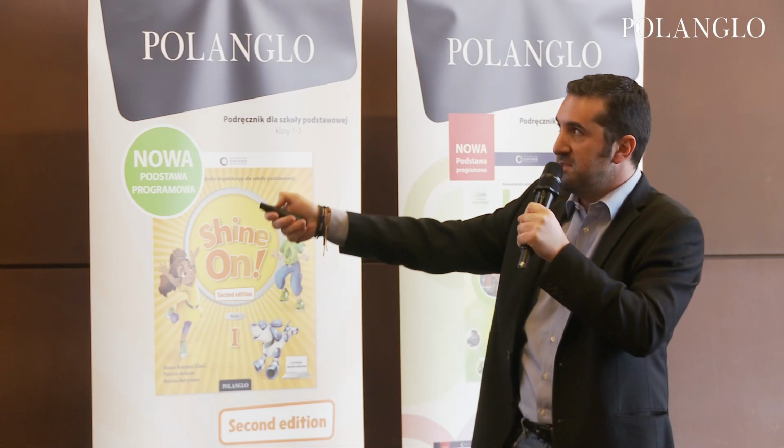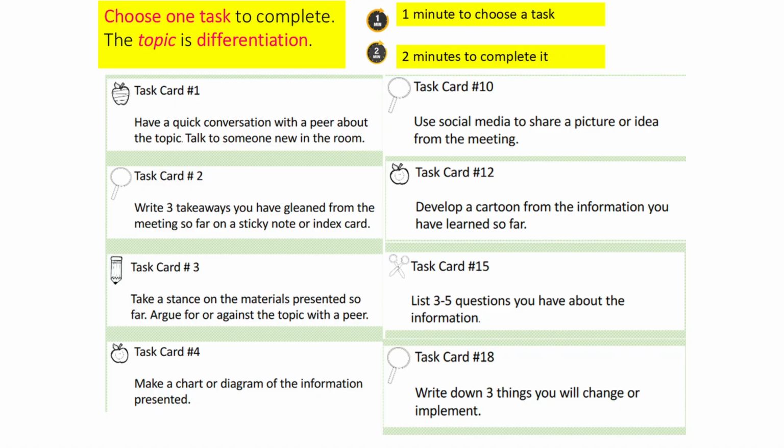Okay, let's do it. 1 minute to choose a task, 2 minutes to complete it. I'm counting. The topic is differentiation. Where it says information, somewhere here, for example, we mean differentiation. Okay. 1 minute to choose a task. Whatever you like.